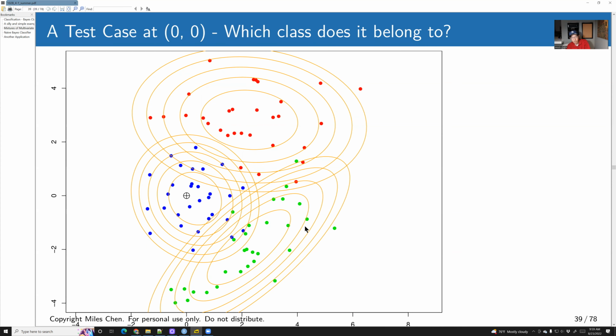Okay, so let's try out the Bayes classifier here. Let's say I put a test case. We generate a new data point right here at 0, 0. Looking at the training data we have, red points are over here, blue points are over here, and green points are over here. What class do you think this dot belongs to? It's very easy. That's got to be blue, right? If it's right there, it's got to be blue. But let's check the math and see if it lines up with what we have.